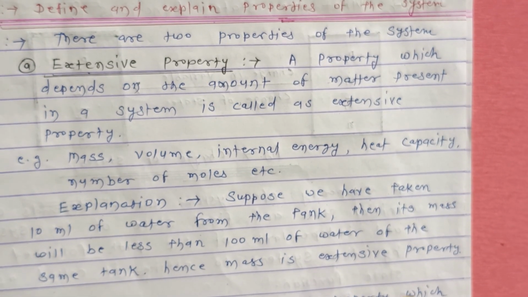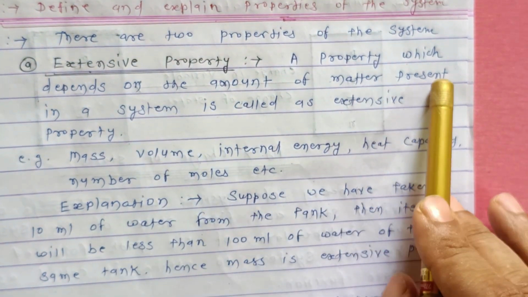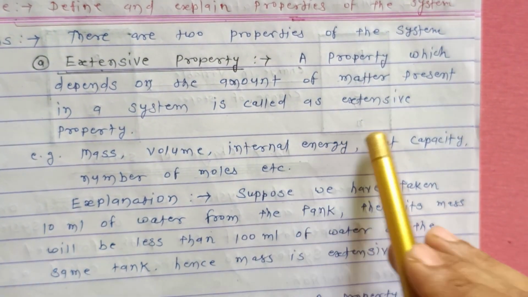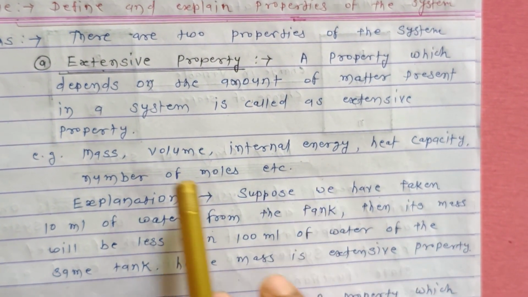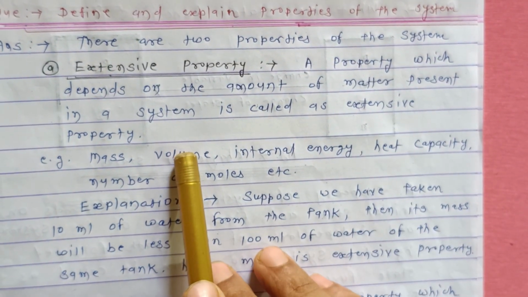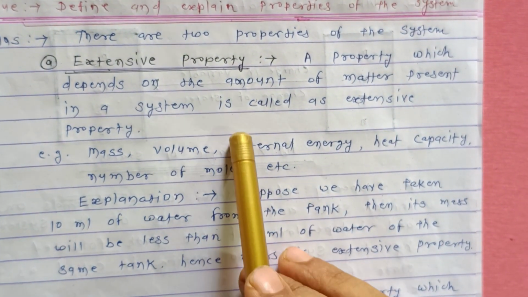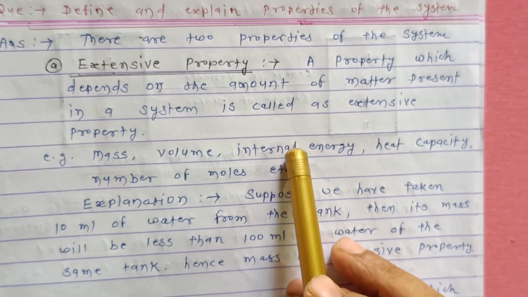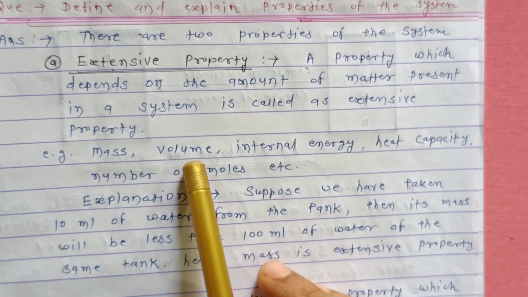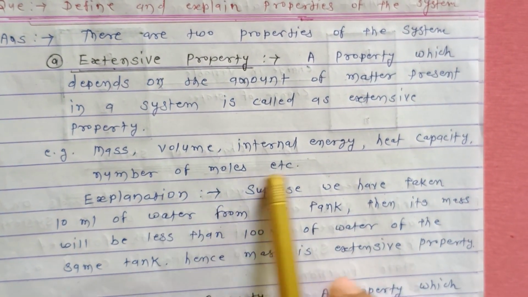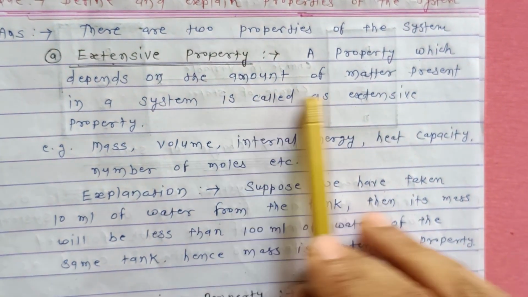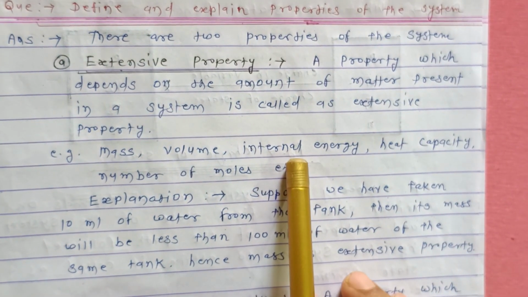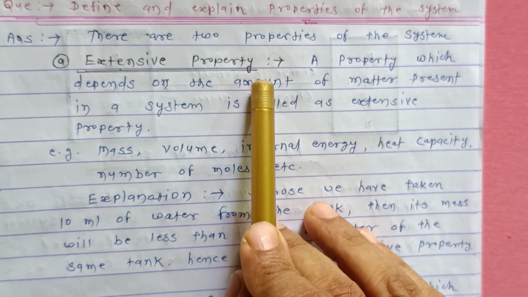So extensive property means the property which depends on the amount of matter. Extensive properties depend upon the quantity of matter. If quantity of matter is more, then property will be more. If quantity of matter will be less, then property will be less. For example, 10 ml water, its volume will be less. If you have taken 100 ml water, its volume will be 10 times bigger. Means here mass is there, volume is there, internal energy is there, heat capacity is there, number of moles is there. This depends upon the matter present in the system. If matter is more, property will be more. If matter is less, property will be less. And that is called as extensive property.